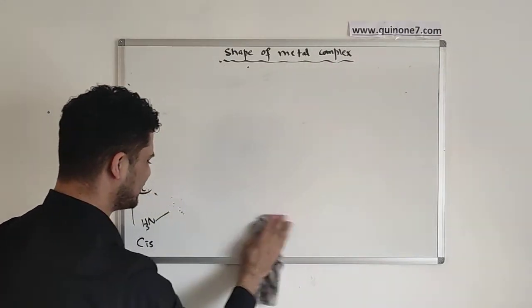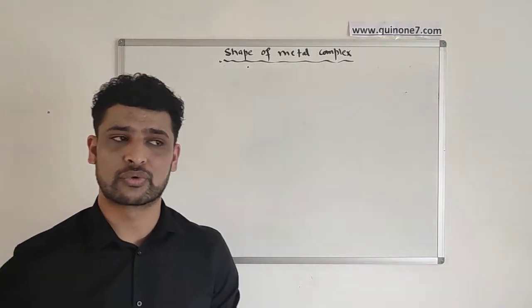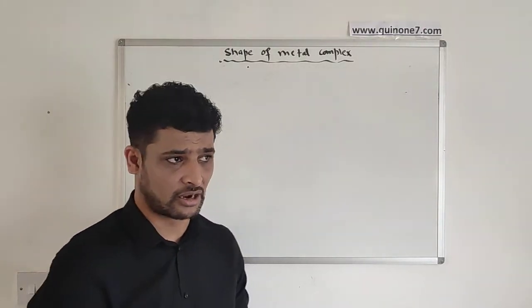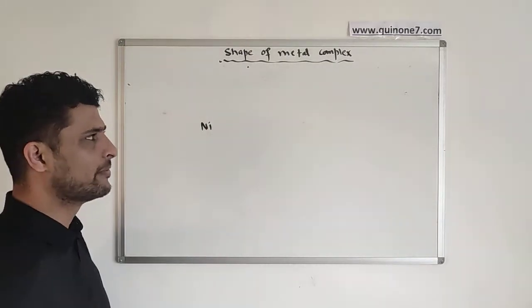Now if you have a bidentate ligand, a lot of people struggle when you draw the shape of the bidentate ligand around the nickel or copper ion. If you have, for example, nickel and you have a bidentate ligand.